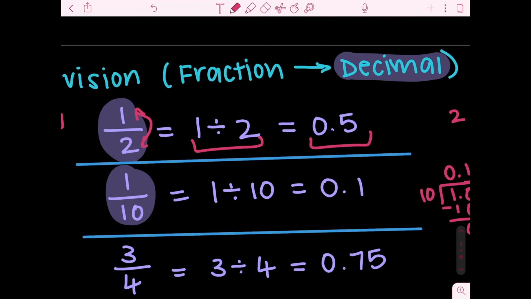Also, a cool trick if you didn't know is that if you divide by 10, the only thing you have to do is move the decimal place once to the left, and then you can get your 0.1. If you were dividing by 100, you would have to move the decimal place one more time, so you get 0.01. That's a cool trick.